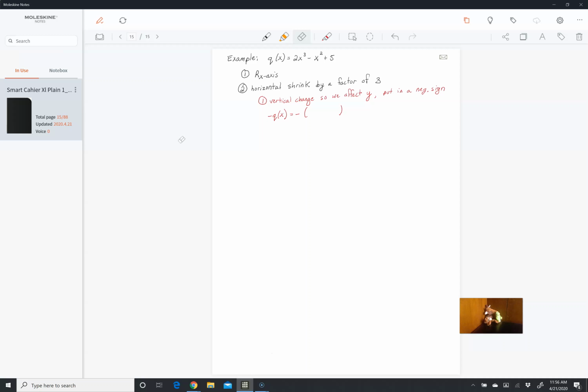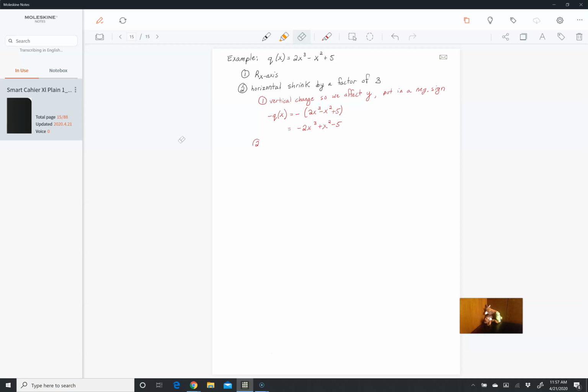Okay? So we have a negative and then 2x cubed minus x squared plus 5. You can simplify it if you want. If you don't, it just means that you're going to have a lot more parentheses in there. Okay? If we simplify, this becomes negative 2x cubed plus x squared minus 5. Now, if it's a really hard simplification, like if you have to cube x minus 4, don't bother, okay? But this is simple enough. We're just distributing a minus.